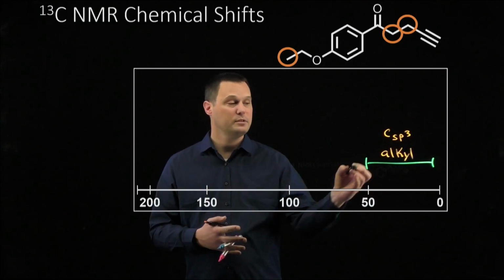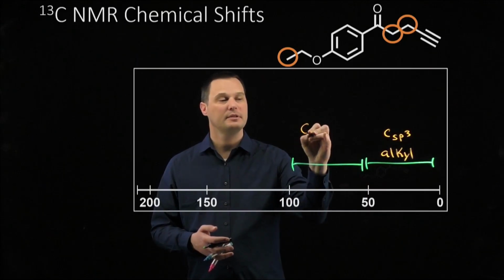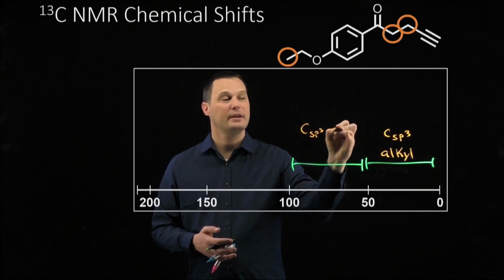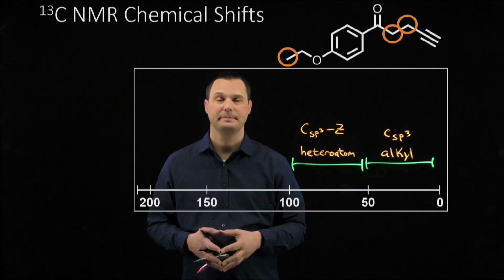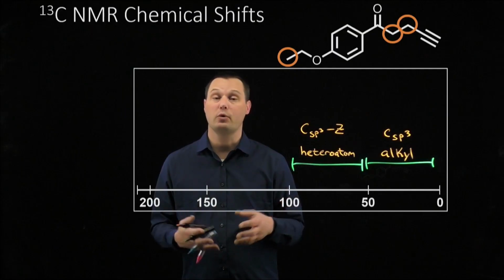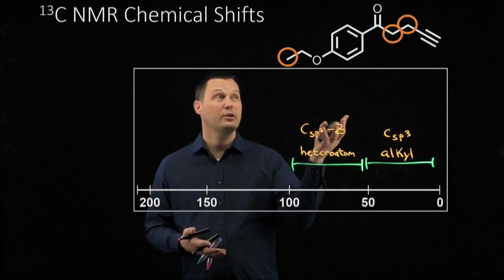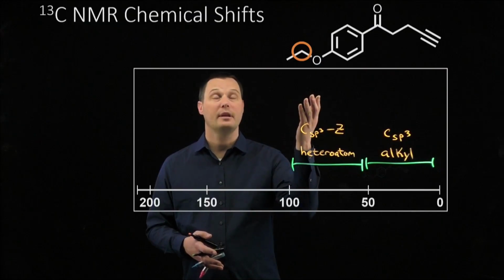The next range runs from 50 parts per million up to about 100 parts per million. These are for carbons that are sp3 hybridized that are attached to heteroatoms. I refer to these as the CZ type carbons. Recall that a heteroatom is an electronegative element like oxygen, nitrogen, fluorine, chlorine, or bromine, and for this molecule there's 1 carbon that would fit into this range. Can you find it?